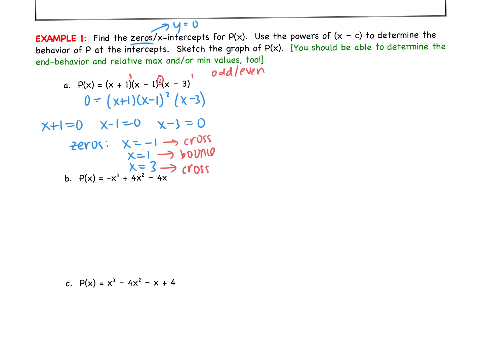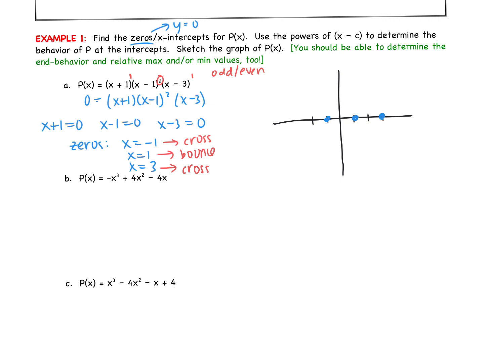Okay, so here's what we're going to do then. Sketch yourself a coordinate plane, please. We're going to put our zeros in. So we have a point at x equals -1, a point at x equals 1, and a point at x equals 3. Now, we know at -1 we need to cross through, at 1 we need to bounce, and at 3 we need to cross. The last thing that we need to do is determine our end behavior.